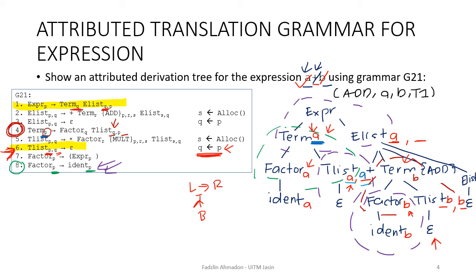So this add atom has 3 attributes. If you look here, we are looking at rule number 2. Add atom has 3 attributes: P, R, and also S. So I'm going to write underneath it because we do not have space. P, R, S. In the same branch of this rule, ELIST can be derived to plus term add and ELIST.